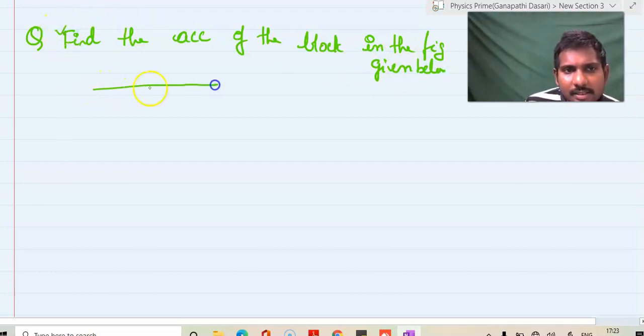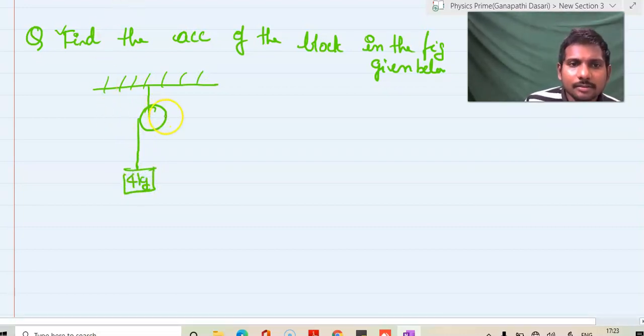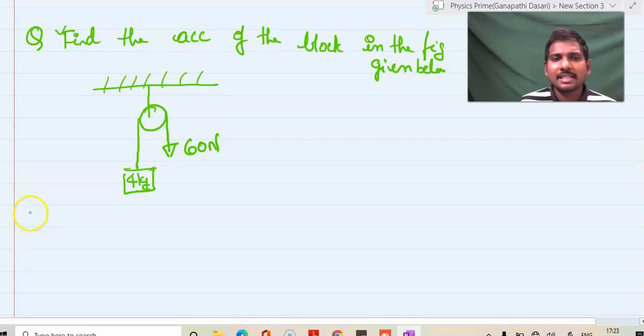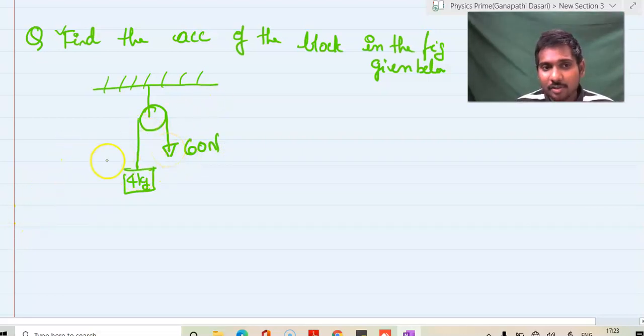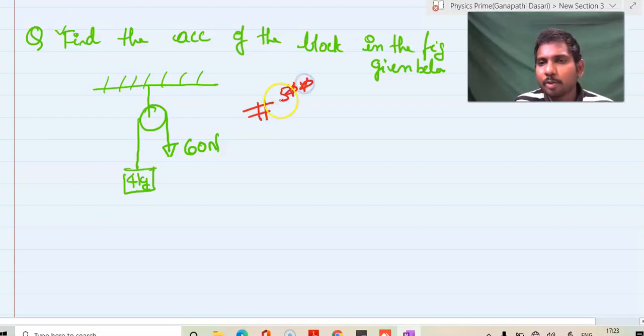The question is, there is a pulley and there is a block here, 4 kg, and there is a force applied here, 60 Newton. This is an ideal pulley only. The question asked is, what is the acceleration of this 4 kg block? You carefully observe here.